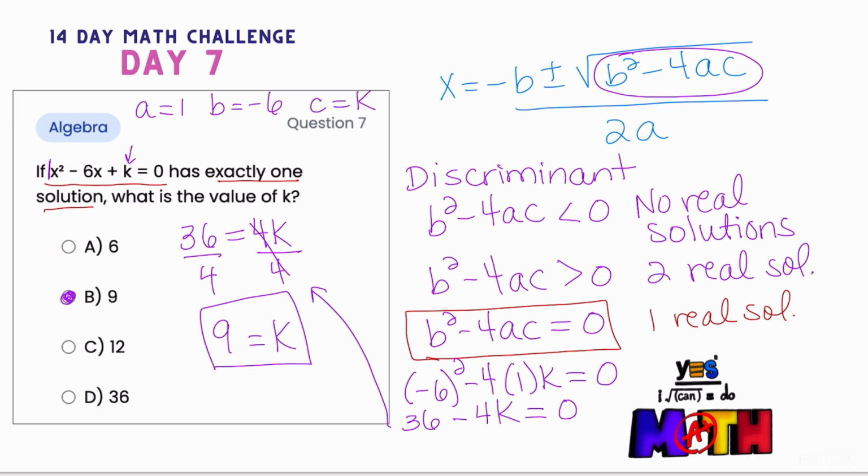If you're a stronger math student, then you can right away recognize that x squared minus 6x plus 9 is going to factor out beautifully as x minus 3 squared, meaning my solution is going to be 3. But if you don't, it's okay. The discriminant is one way to tell us what's called the nature and quantity of the solutions.